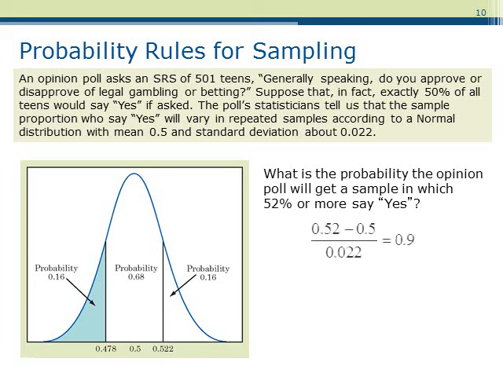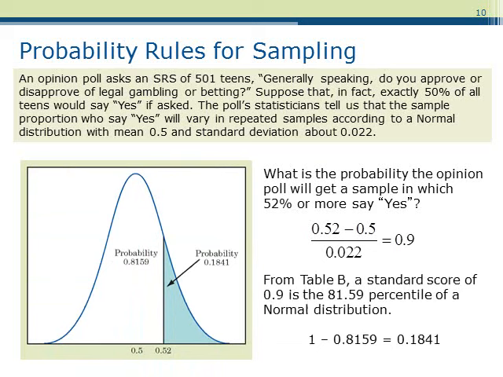First, we must compute the standard score of 52%. Because the mean is 0.5 and the standard deviation is 0.022, we see that it is equal to 0.9. Next, referring to Table B, we see that a standard score of 0.9 is in the 81.59 percentile. Finally, using the property of complements, we see that there is an 18.41% chance of observing an opinion poll in which 52% or more say yes.